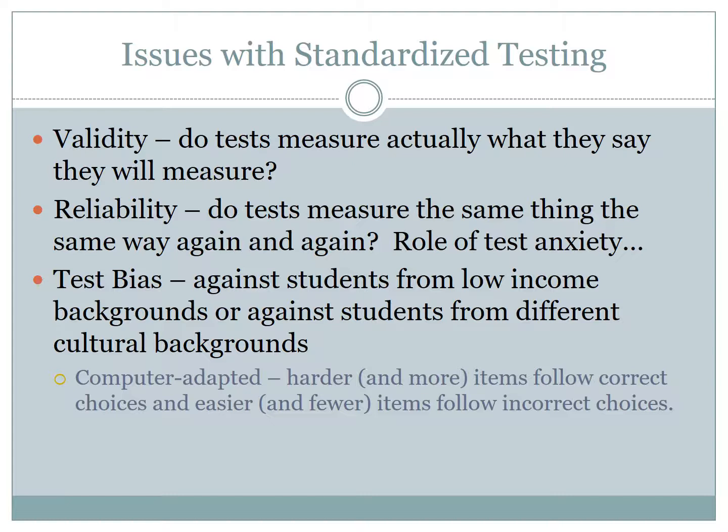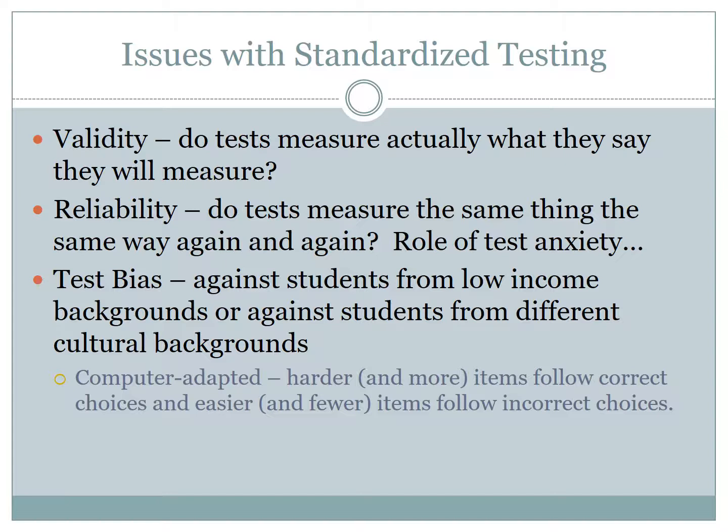Reliability. Do tests measure the same thing the same way again and again? This is why they do such extensive testing on some of these larger achievement and aptitude tests particularly. They know the role of test anxiety can affect reliability, for example. And then one concern that has been raised is test bias. Perhaps some of these tests might be biased against students from low-income backgrounds or against students from different cultural backgrounds.